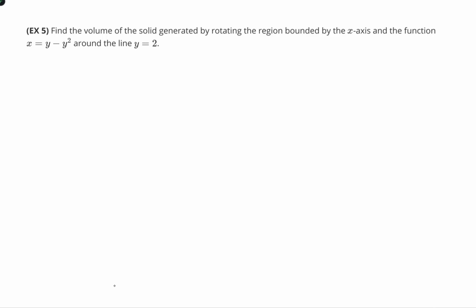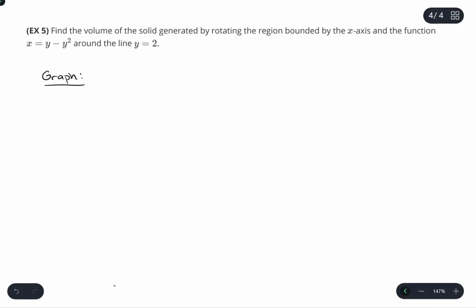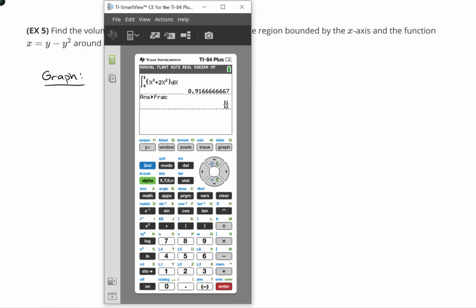In our next example, we want to find the volume of the solid generated by rotating the region bounded by the x-axis and the function x equals y minus y squared around the line y equals 2. Okay, so let's first take a look at what this region looks like. And this time, our functions are functions of y, which we're maybe not quite as familiar with.